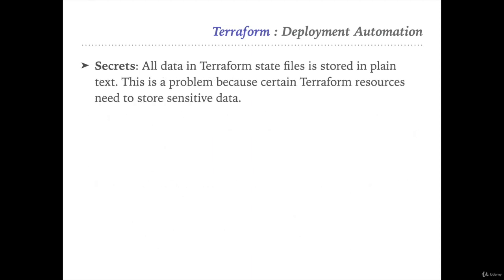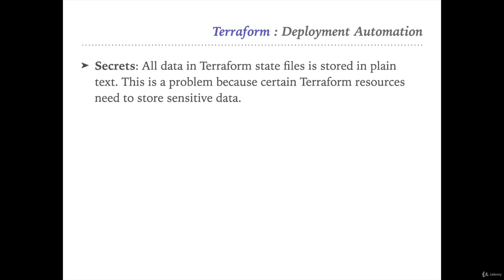And the third one is secrets. All data in the Terraform state file is stored in plain text. This is a problem because certain Terraform resources need to store some sensitive data. Whenever you are going to create some database resources, some database servers, you need to mention the database name and database password inside Terraform, and that will be in plain text. And whenever you mention the password and the server's name in plain text, and you push that code to a public repository or a private repository, that is also harmful because you are exposing the password of your environment to the public.